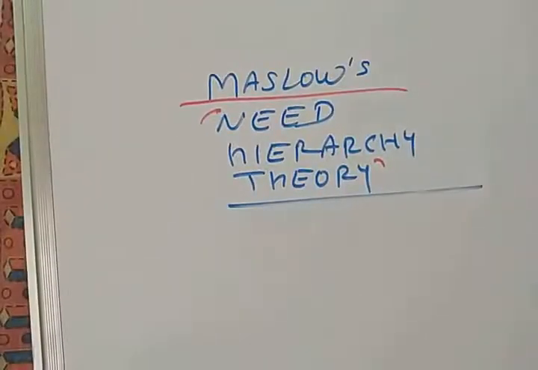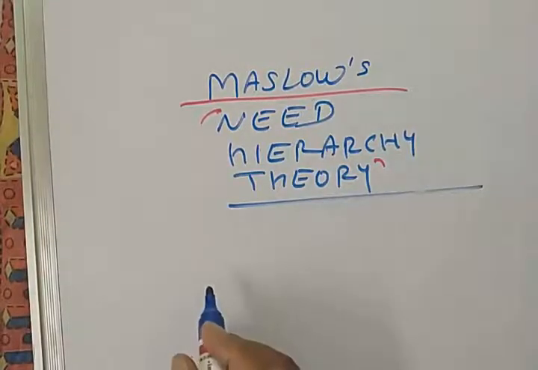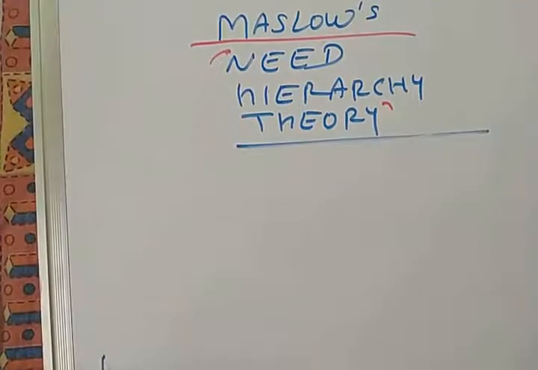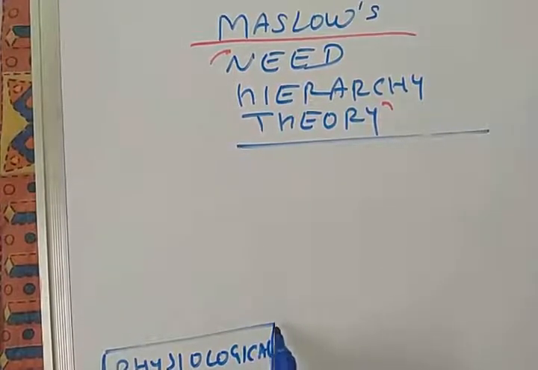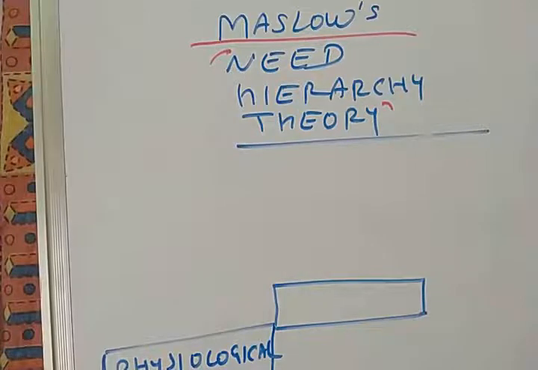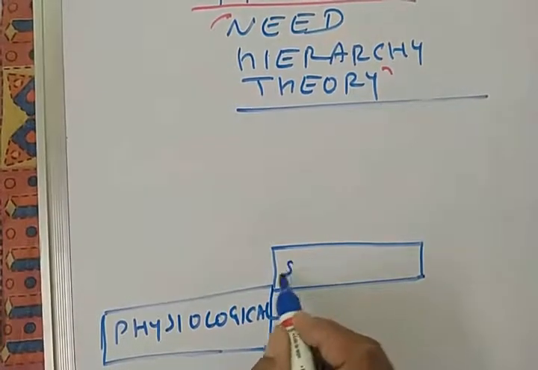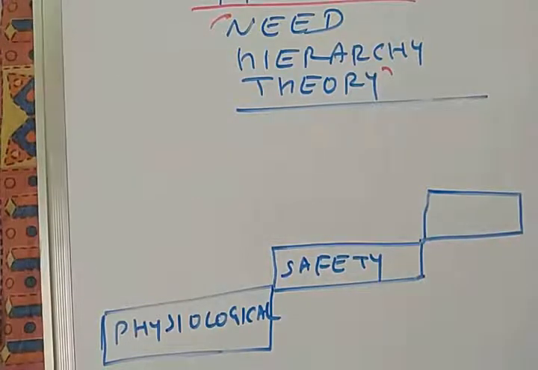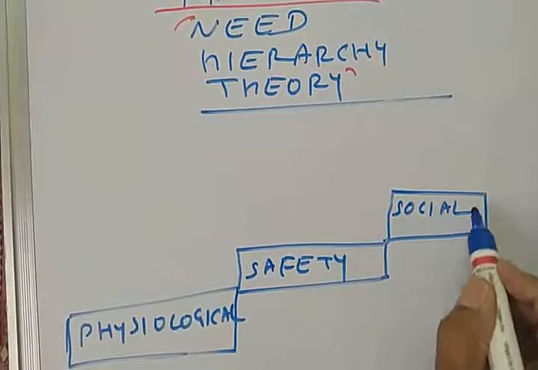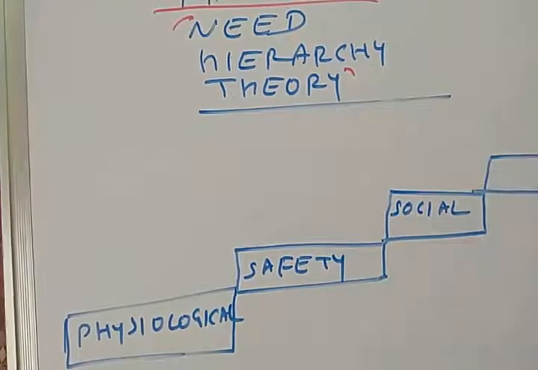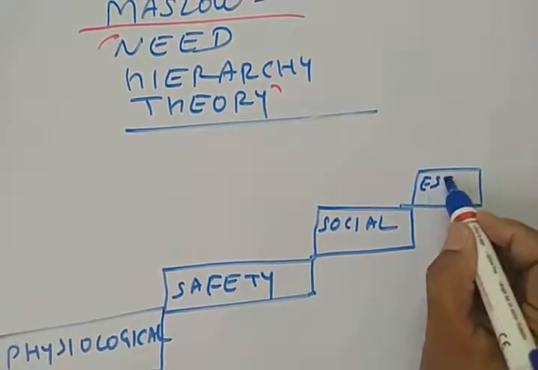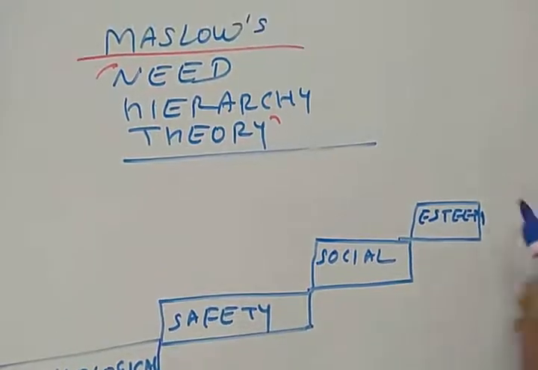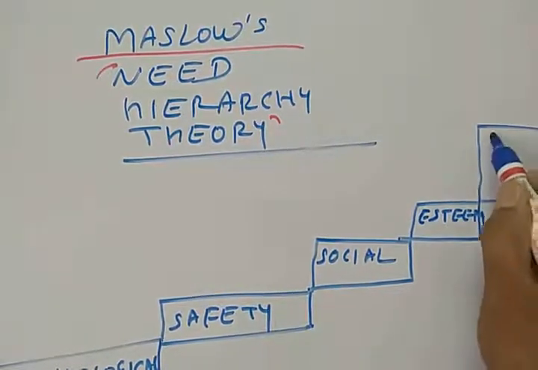You write down in sequence. What did you note it down here? You can write them in steps actually. Physiological, next step comes one step higher. This is safety. Then we move to one more step higher, that is social, and one more step higher, that is esteem. Clear? And the last one, this is self actualization.